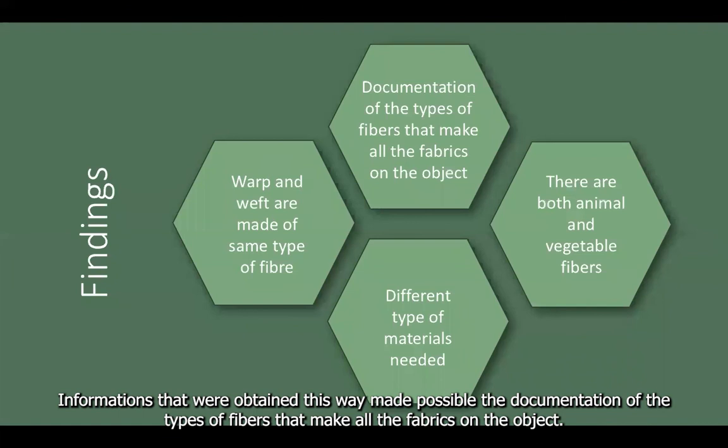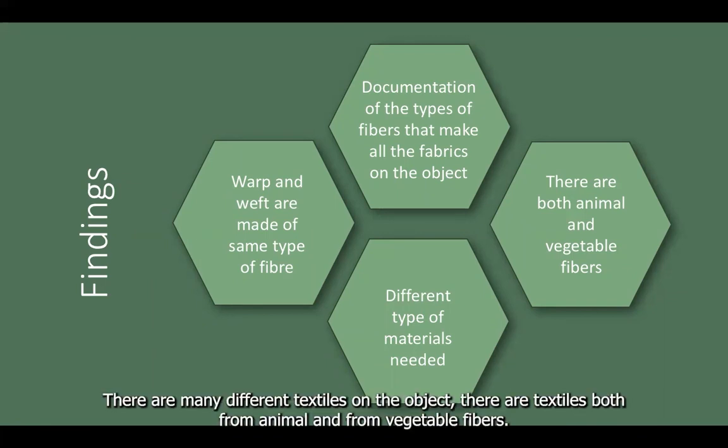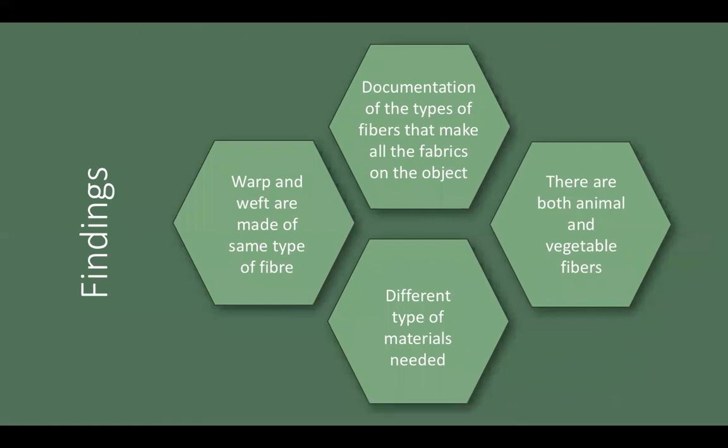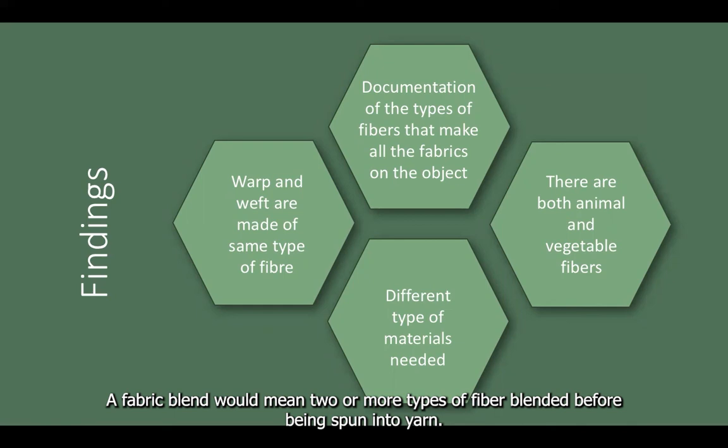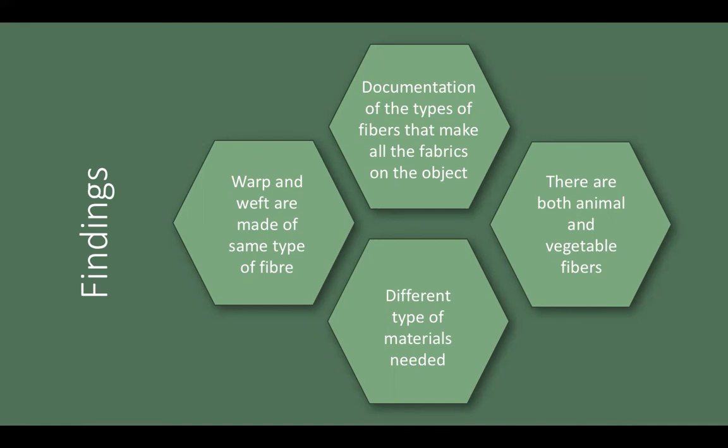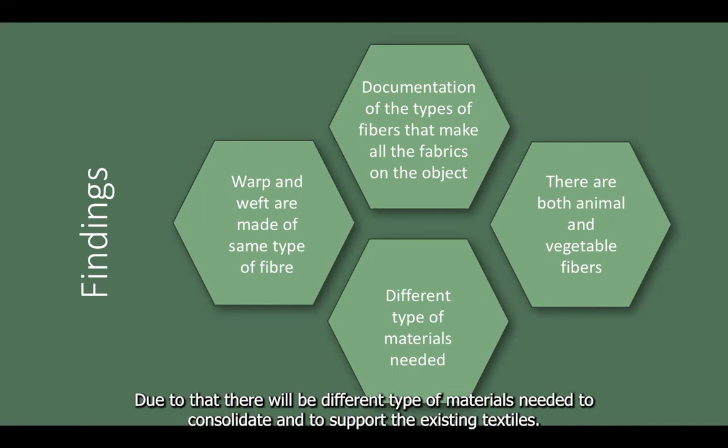Information that was obtained this way made possible the documentation of the types of fibers that make up all the fabrics on the object. There are many different textiles on the object, and the textiles are made both from animal and from vegetable fibers. Also, the fabrics that make the handbag have both the warp and the weft of the same type of fiber, which means they're not a fiber blend fabric. A fiber blend fabric would mean 2 or more types of fibers that were blended together before being spun into a yarn. Due to that, there will be different types of materials needed to consolidate and to support the existing textiles.